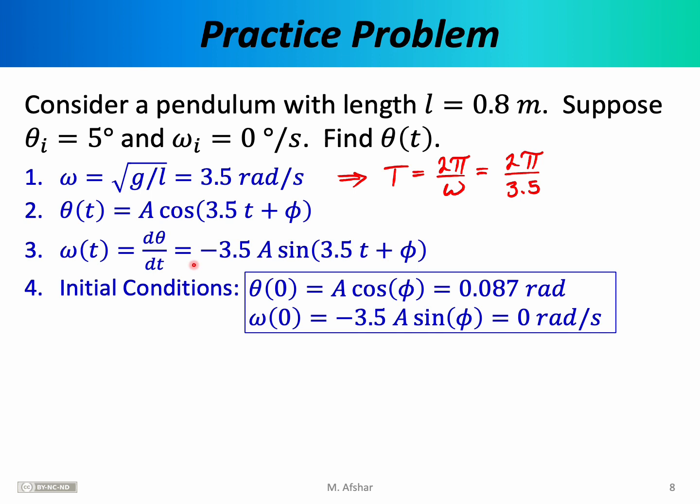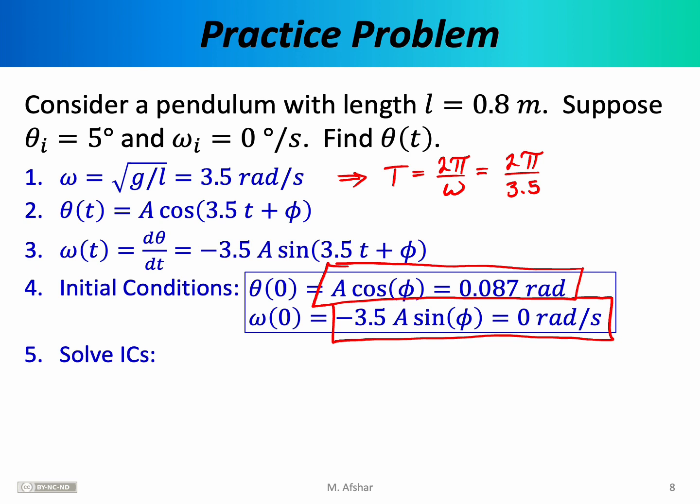I also have an expression for the angular velocity, omega. If I plug in t equals 0 here, I find that omega at 0 is minus 3.5 times a times sine of phi, which is this expression here, and this will equal 0 degrees per second, but I've converted that to radians, which I've written as 0 radians per second. So now I have two equations that I can use to solve for a and phi. One of the equations is this expression here, and the other equation is this expression down here.